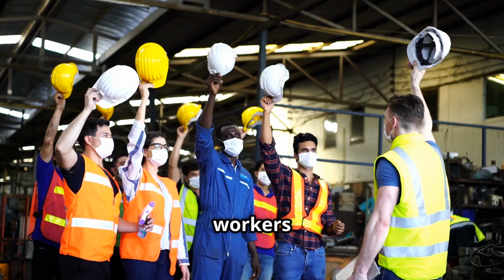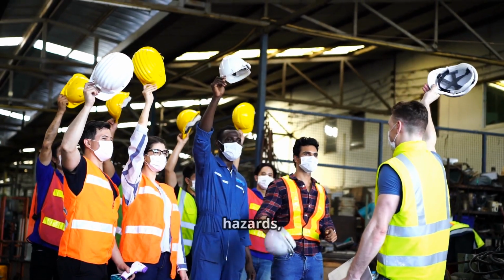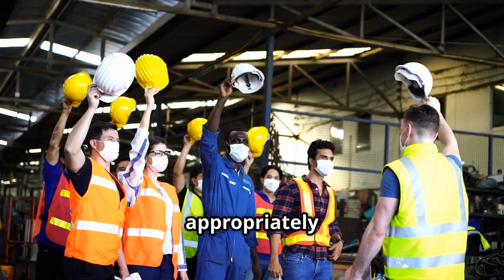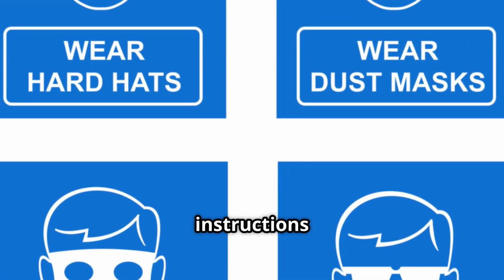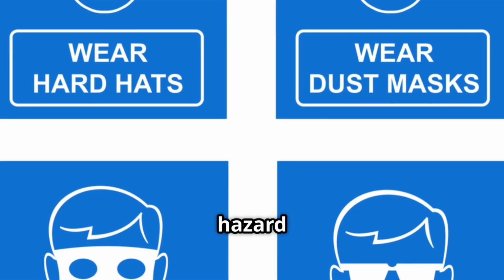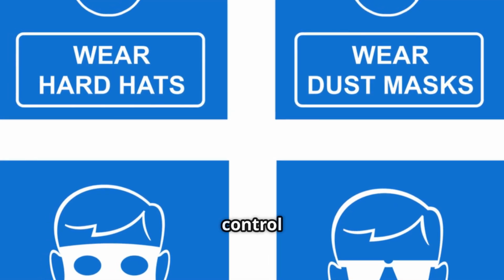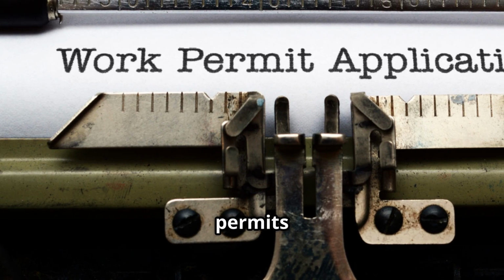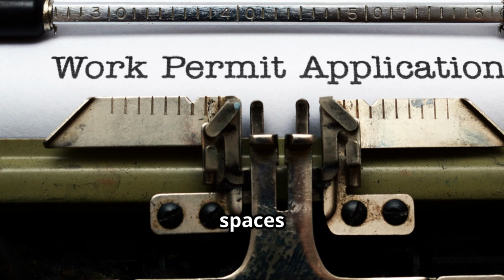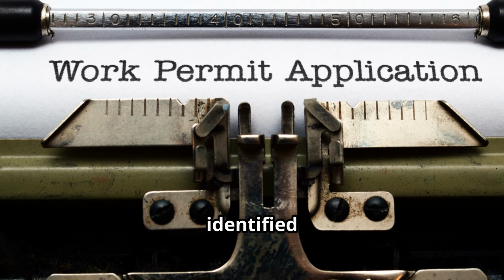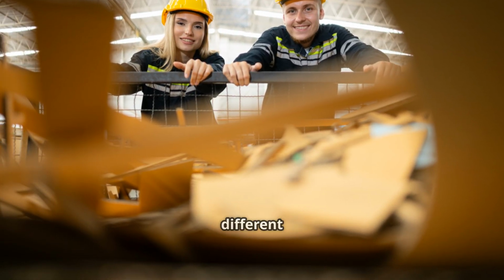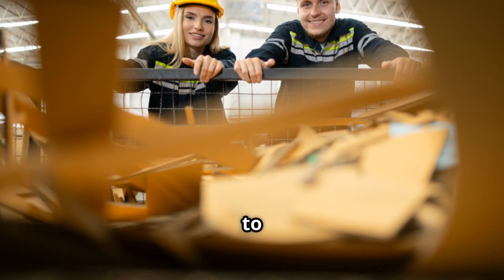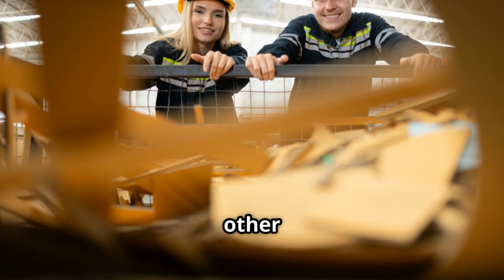Safety training: providing workers with the knowledge and skills they need to identify hazards, work safely, and respond appropriately in an emergency. Safe work procedures: developing step-by-step instructions for performing tasks safely, including hazard identification, risk assessment, and control measures. Work permits: implementing a permit system for high-risk activities, such as working at heights, confined spaces entry, or hot work, to ensure hazards are identified and controlled before work begins.